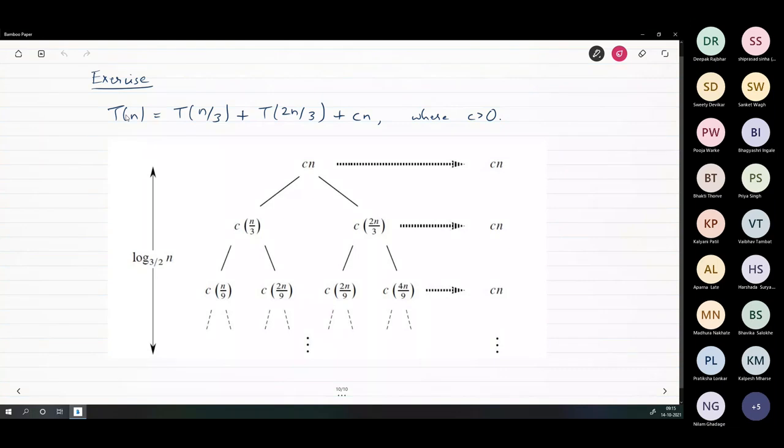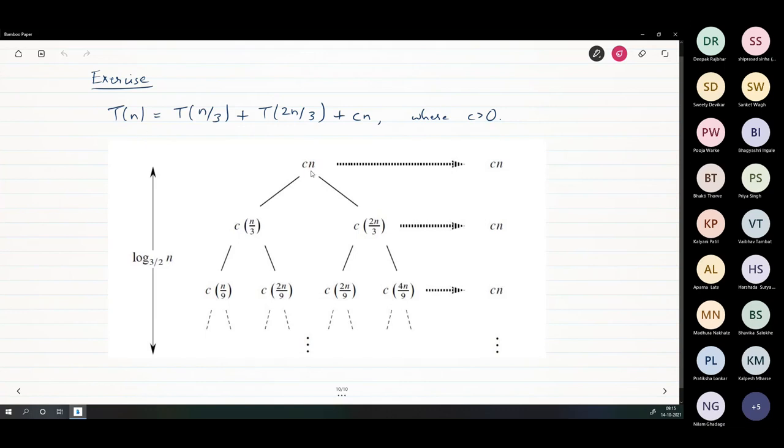So now the recurrence is T of n is equal to, there are two terms now, T of n by 3 plus T of 2n by 3 plus C times n. That is the cost. So how do you do that? Well, you do that in the usual way, just as you did before.